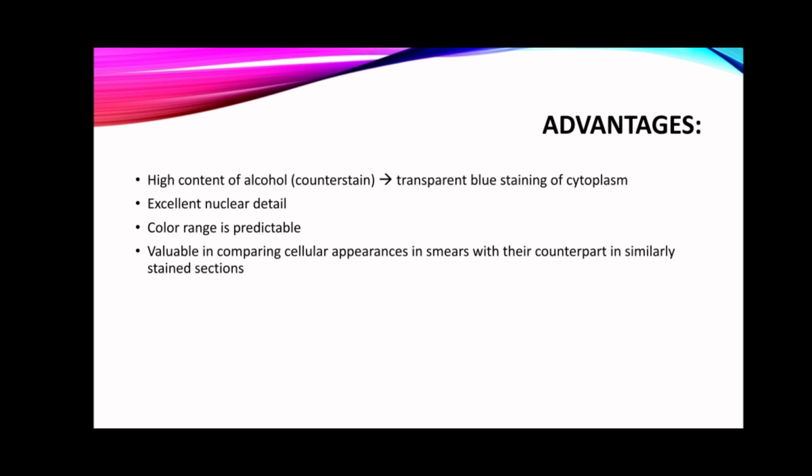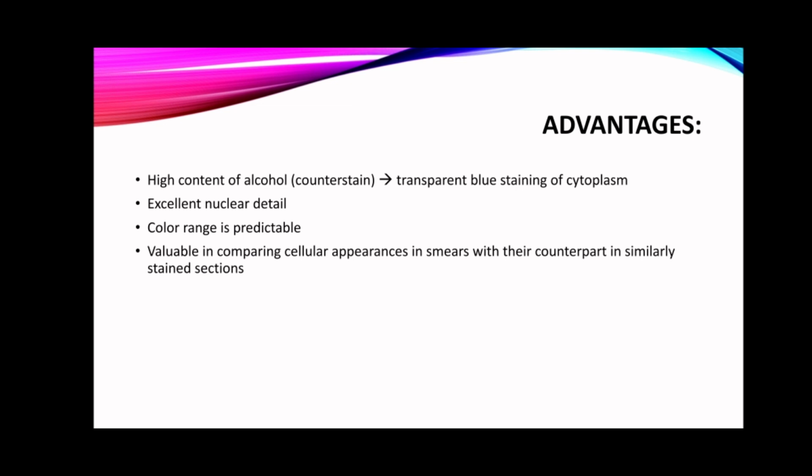The advantages in using the Papanicolaou method, both the standard and the modified Papanicolaou staining procedure, is that the transparent blue staining of cytoplasm, class, is obtained due to the action of the high alcoholic content of the cytoplasmic counterstain, allowing overlapping cells to be seen and still be identified. Excellent nuclear detail is produced.